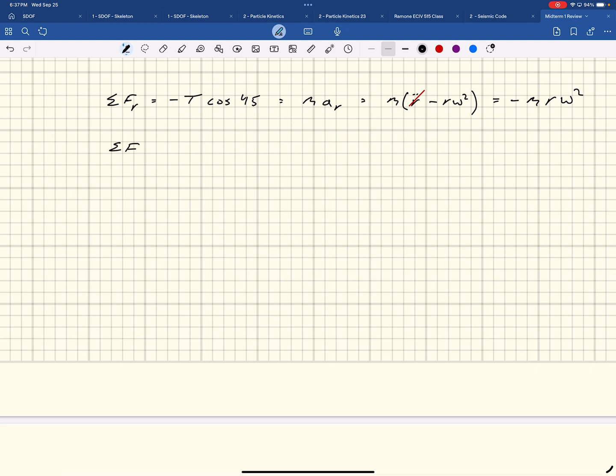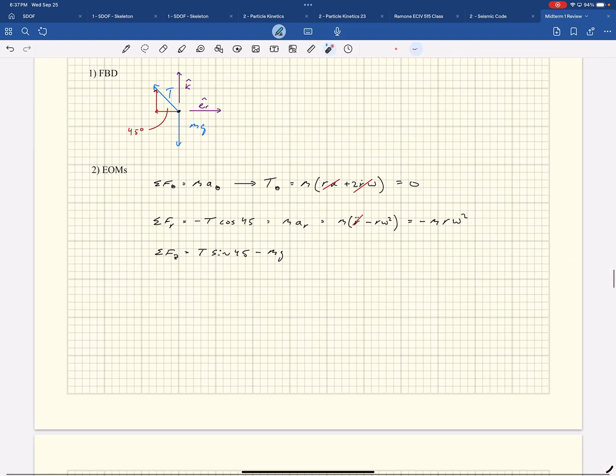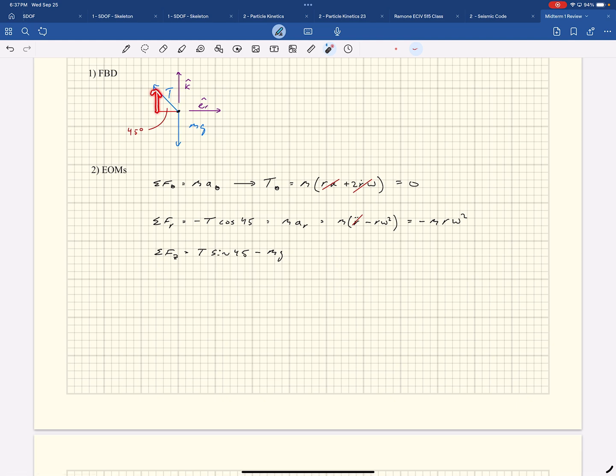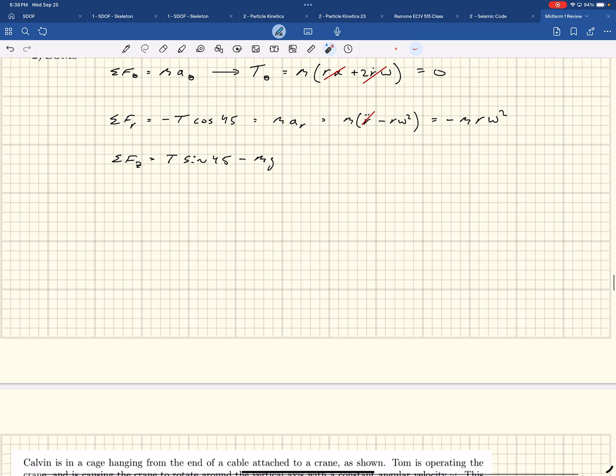The sum of the forces in the Z direction is equal to T times sine of 45 minus mg. So where did those come from? They came from my free body diagram. There's this guy, that's the T sine of 45. And then I got a mass times gravity. This one's positive because it's acting up in the K direction. This one's negative because it's acting in the opposite direction of K, the negative K direction. So that's what that guy is.